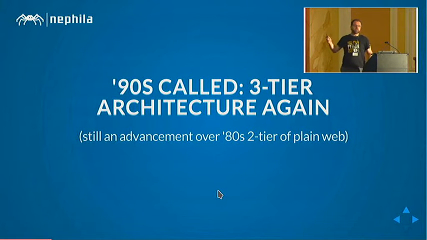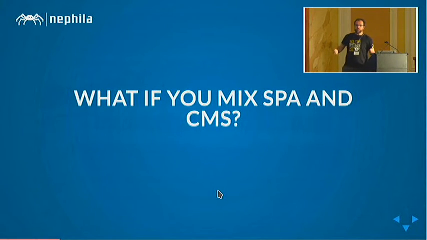So it's basically 3-tier architecture again, since the 90s, but right now, from a CMS point of view, the web is still in the 80s. So what if you mix single-page applications and a CMS? Well, you can actually have nice things like desktop notifications, real-time content updates, and frictionless interaction between the website, the content and the user. Things that are very common in applications, but not really that common in content websites.